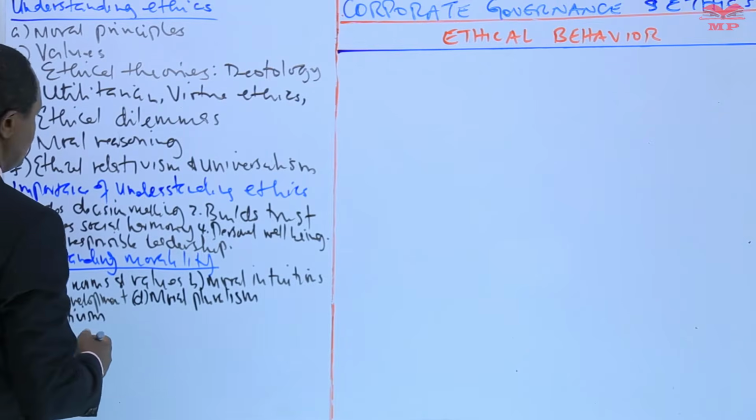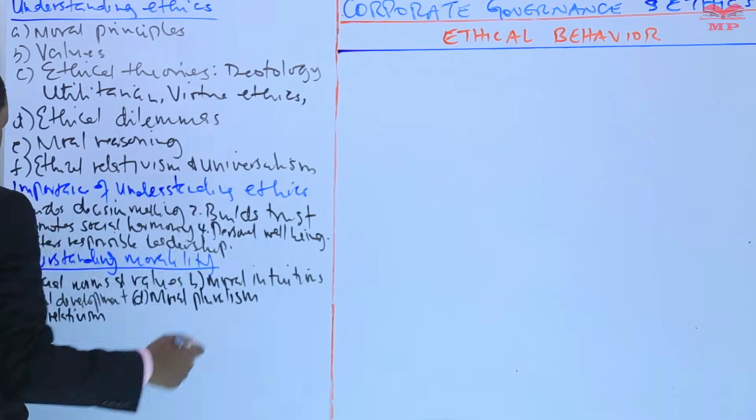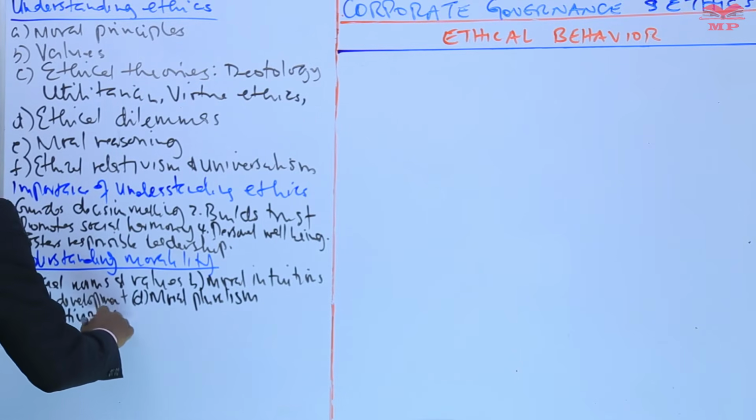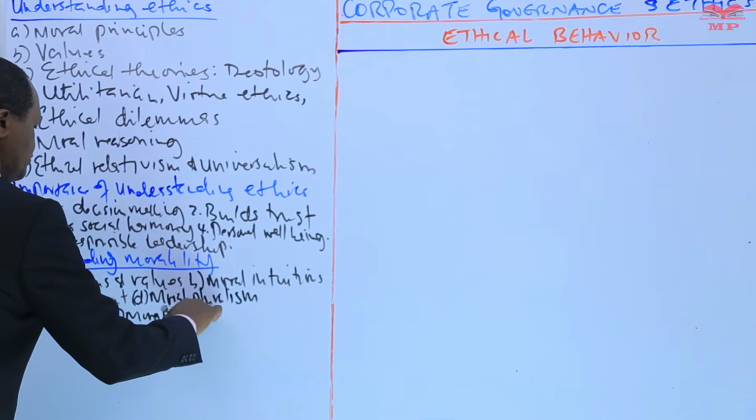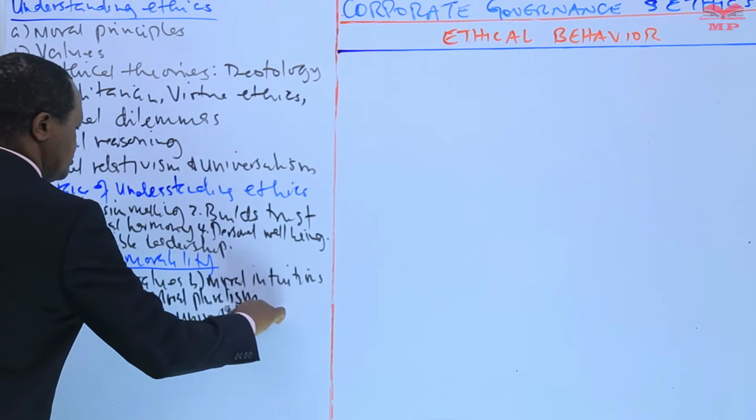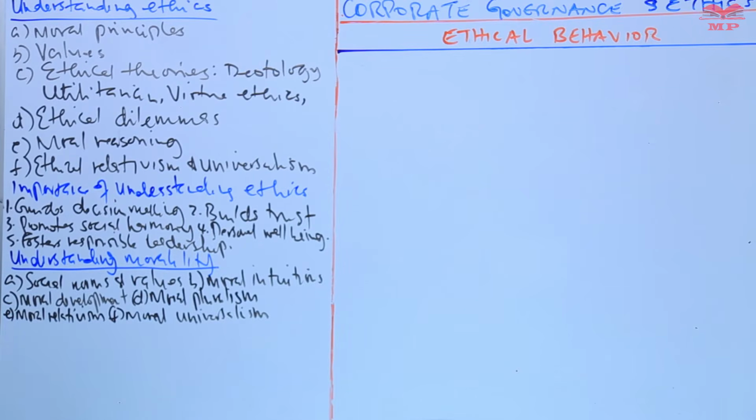And just like ethical universalism, there is also moral universalism. Moral universalism, in contrast to moral relativism, argues that there are certain universal moral principles that apply to all people regardless of their culture or social background. And these principles are often based on fundamental human rights such as the right to life, liberty, dignity, and so on.